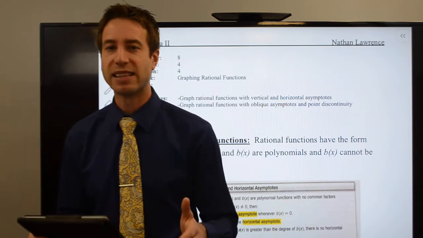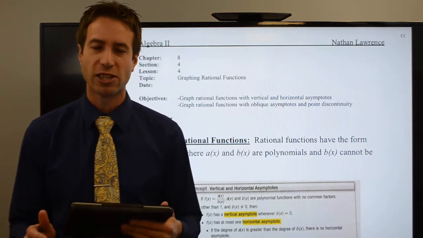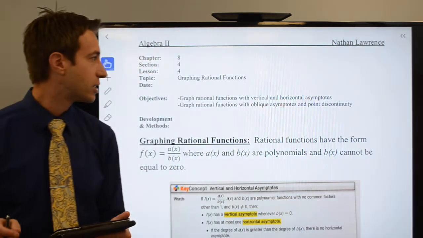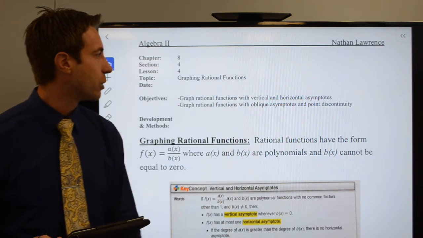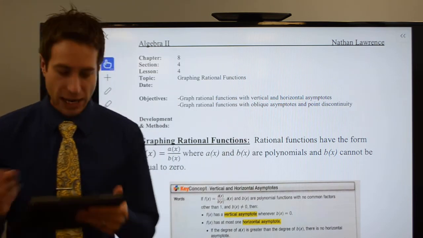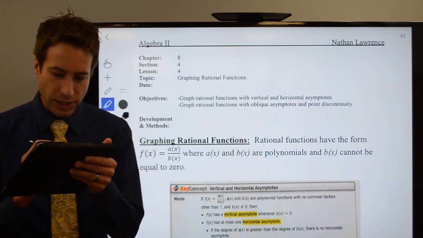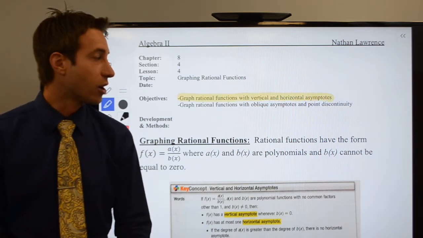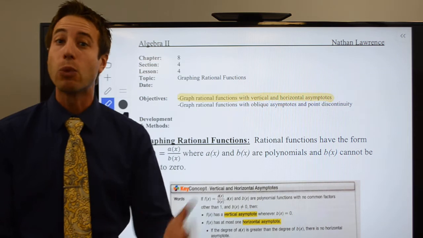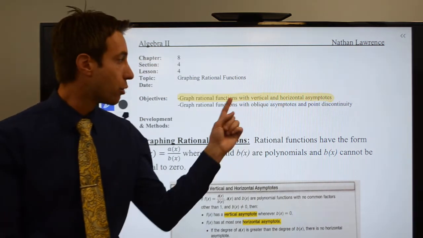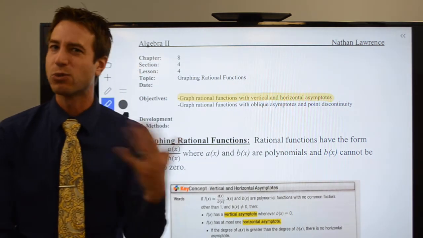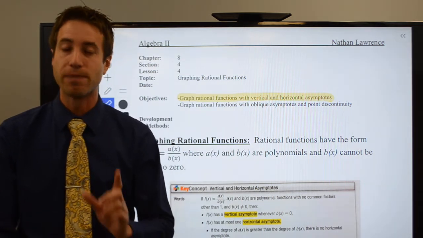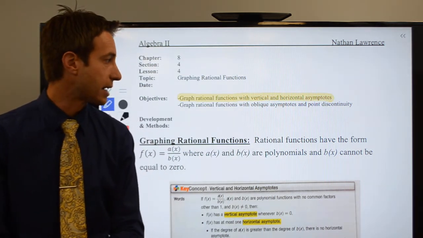Before we jump into this, let me give you a couple of objectives or learning targets to help us focus as we make our way through this set of notes. These are the things we're going to ask you to do when graphing rational functions. You'll need to be able to graph a rational function with vertical and horizontal asymptotes, and we'll give you a few more tips and tricks here in this section for finding those vertical and horizontal asymptotes.